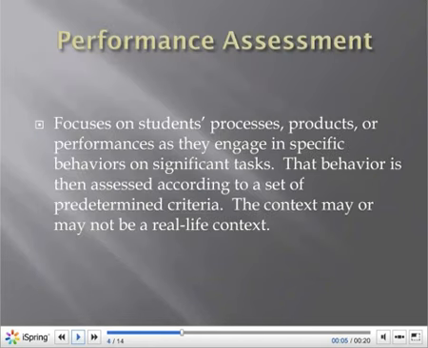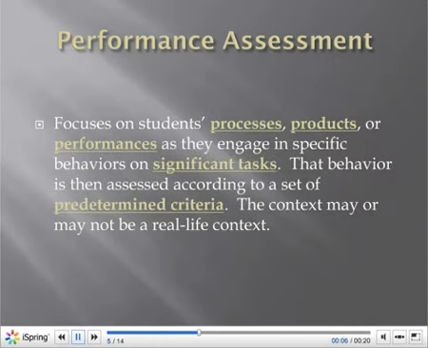Let's now look at an even more specific definition of what performance assessment is. Performance assessment focuses on students' processes, products, or performances as they engage in specific behaviors on significant tasks. That behavior is then assessed according to a set of predetermined criteria. The context may or may not be a real-life context. In this slide, I've underlined what I feel are the critical attributes of the definition. Please take a look at these.